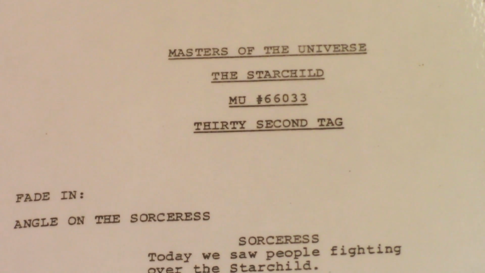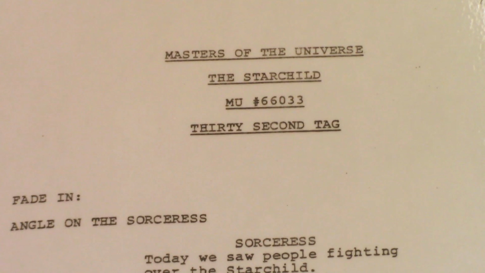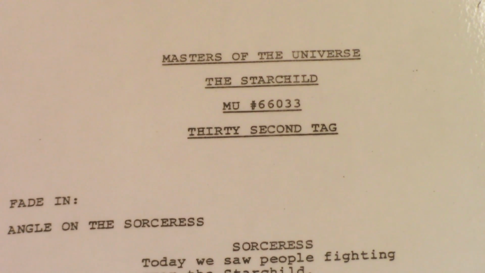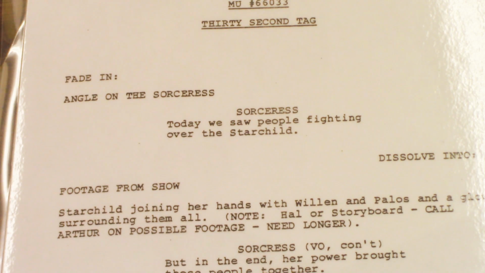This page contains a script for a little segment at the end of an episode of Masters of the Universe, which was a popular 80s cartoon show that talks about a little moral at the end of the episode. The script tells us that it fades in on an angle of the sorceress, and she says, "Today we saw people fighting over the Star Child." Then it dissolves to some footage from the show already.